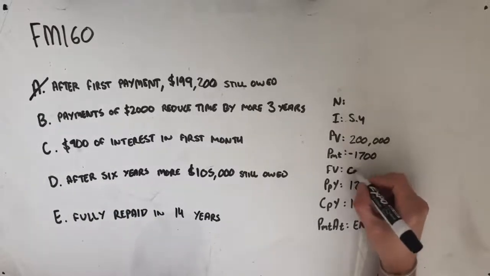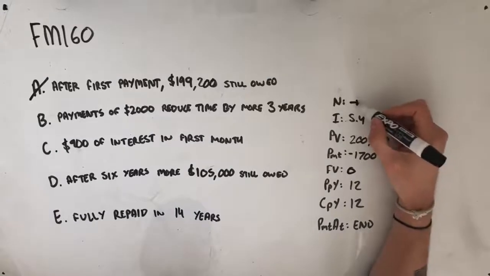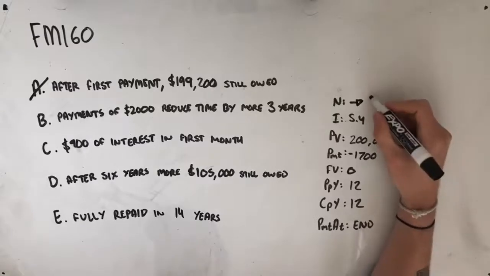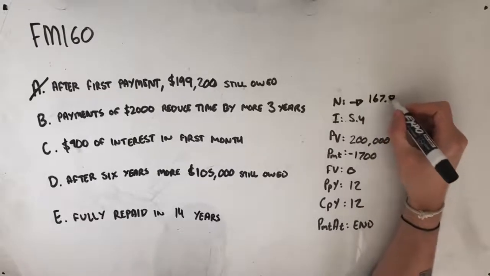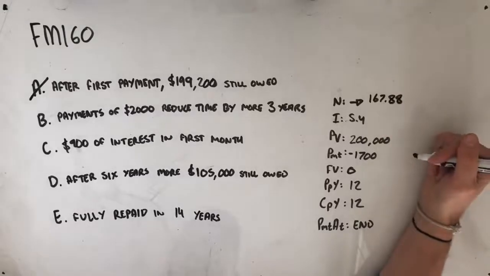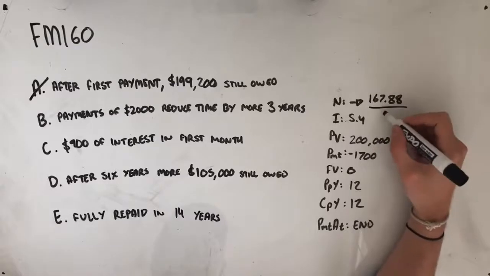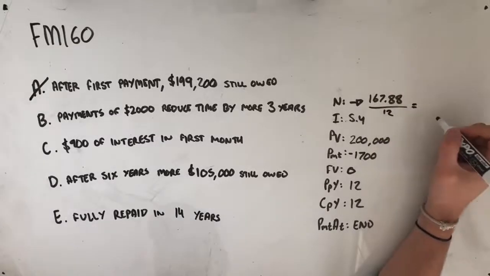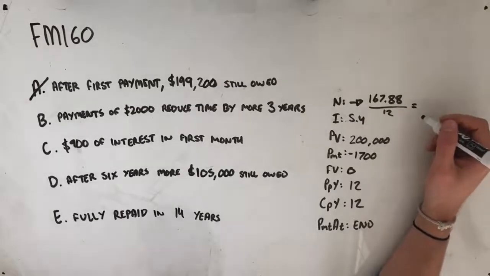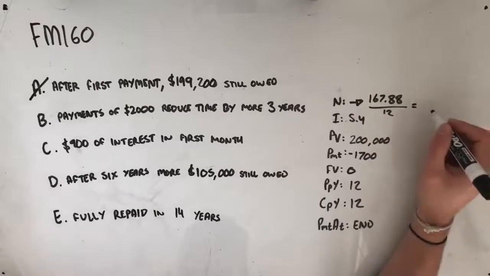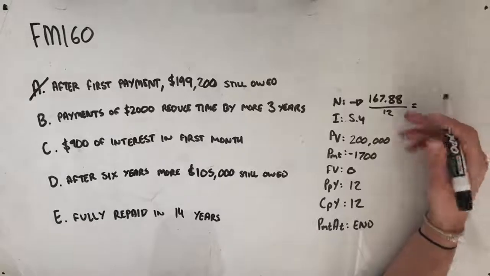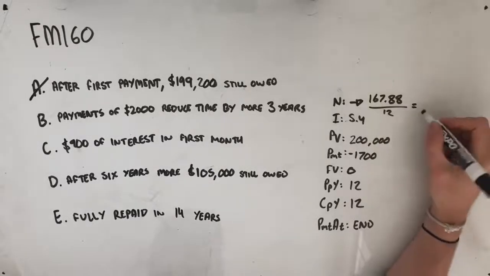So we make our future value 0 and we solve for n. If we want to find out how long it's going to take with payments of $1,700, solving for n should leave us with an answer of 167.88. And this is the number of months that it will take to repay the loan. So if we were to divide this by 12, we'll get how many years. Now, if you just take the 0.88, it should give you an answer of 13.99. If you've taken all of the decimals from your answer when you plug this in, you'll get an even closer answer to 14 years exactly.